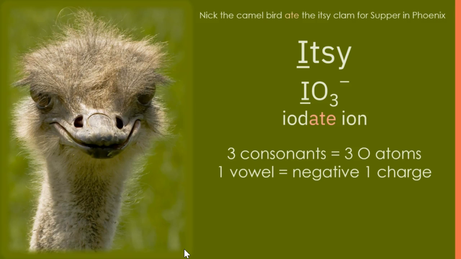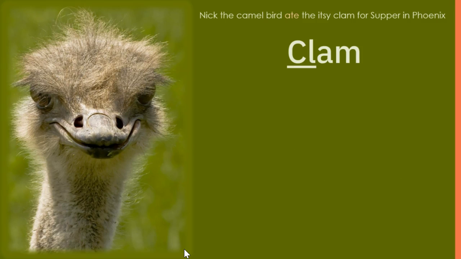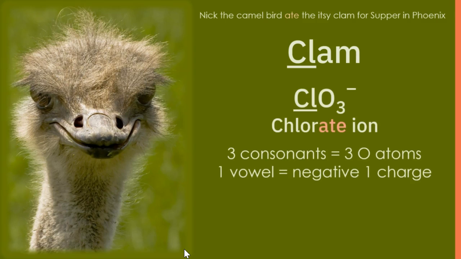Itsy has 3 consonants, 3 oxygen atoms, 1 vowel, a -1 charge. Iodate has a counterpart, iodite, same charge, same formula, except for 1 fewer oxygen atom. Clam. Clam stands for chlorate. Clam has 3 consonants. Chlorate has 3 oxygens, 1 vowel, meaning a -1 charge. Chlorate has a counterpart, chlorite, has 1 fewer oxygen and the same charge.